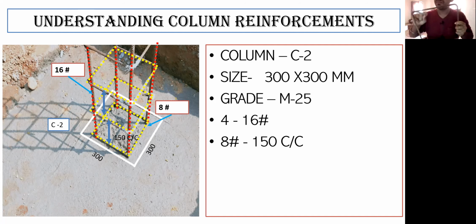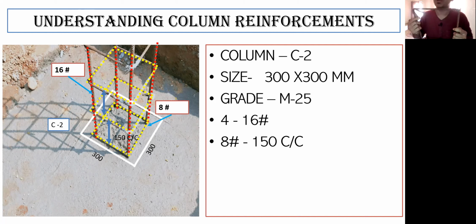And these are called hooks, and this length should be either 75 mm or 10 times the D. Suppose you're using an 8 diameter bar, what is 10 into 8? 10 into 8 is 80 mm. So this length should be 80 mm, or 8 centimeter, or 75 mm, whichever is greater.